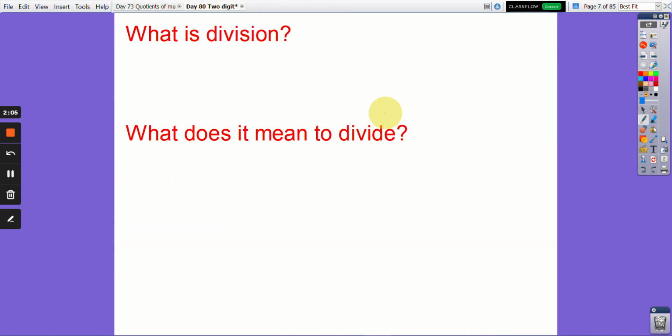So when we ask you, what is division? What does it mean to divide? Go ahead and think about that for a second. And hopefully you're thinking about equal groups. It's like repeated subtraction, but you're trying to find equal groups. And sometimes it's not always equal, and then that is when you have a remainder.